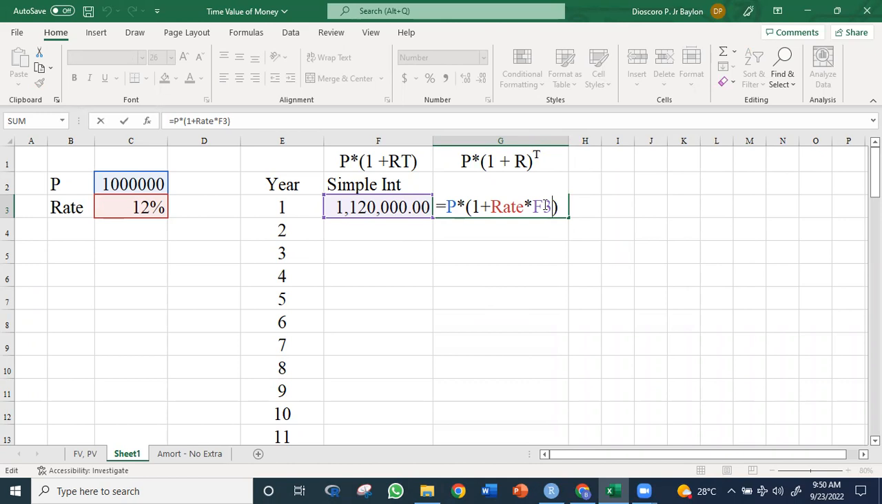Okay, so I'm going to change the formula. It will be 1 plus the rate and then raised to the time here. There.